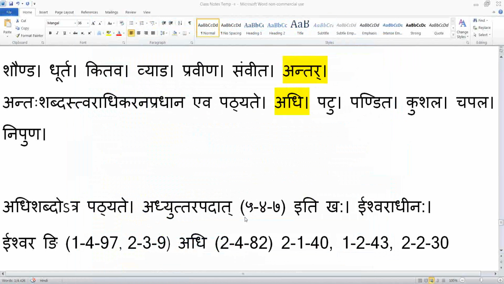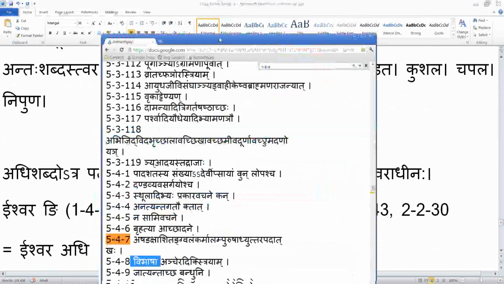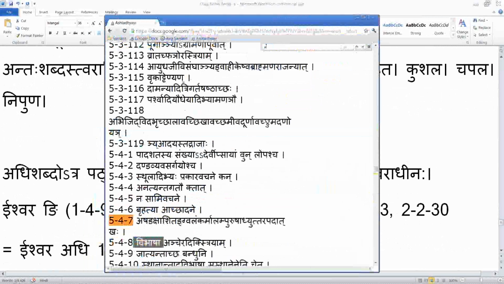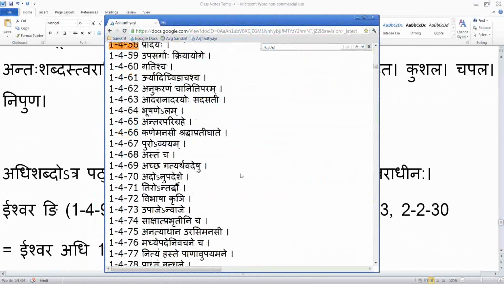Let's form this word Ishvara adhina. Okay. So first Ishvara ni plus adhi. Now this adhi is in the pradi gana, isn't it? Pradayah. So pradayah was coming back in 1-4-58, right? Upasarga kriya yoge. So pradayah upasarga kriya yoge gatishcha. Right now it is not kriya yoge. Adhi is not in kriya yoge. Then in what sense is adhi being used? Adhi is being used in the sense of karma pravachaniya.